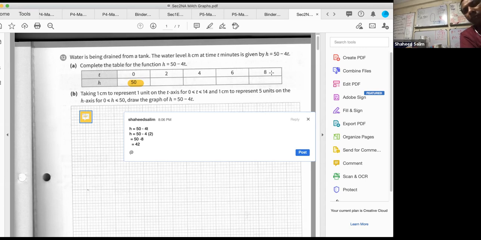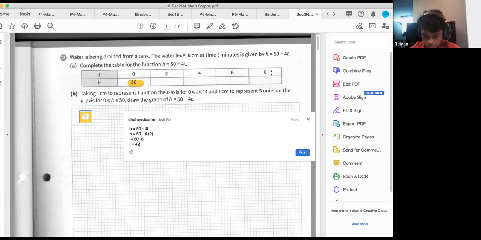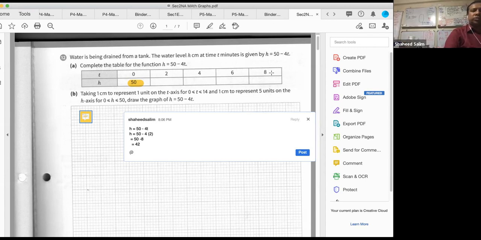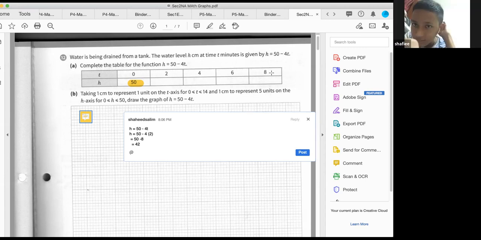Ryan, okay, Ryan? Shafi, okay? Need to do question B. Yes, please do question B, to draw on the paper. Then we'll try something else.